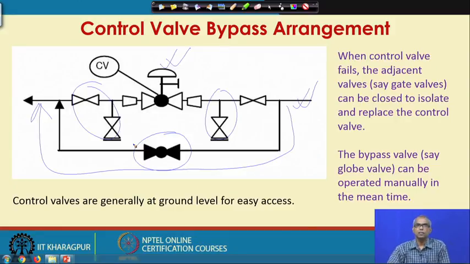This arrangement is necessary for the following reason. Imagine the control valve fails and it is necessary that the control valve has to be isolated and replaced or repaired. So, these two valves can be used to close the flow through this line, and then the control valve can be isolated.